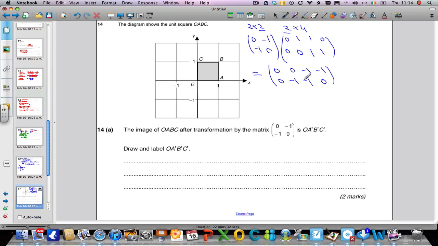And that tells me the coordinates of the corresponding parts. So that's still O, that's going to be A dash, that's going to be B dash, and that's going to be C dash. So let's just check and see what happens. 0, 0 is there. A dash 0, minus 1, which is there. B dash, which is minus 1, minus 1. And C dash, which is minus 1, 0. So our square is here.